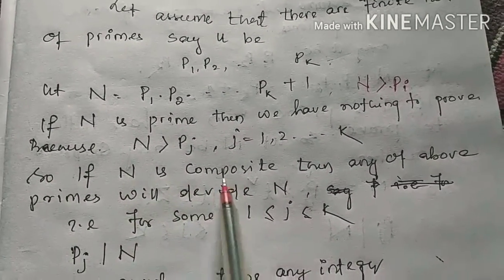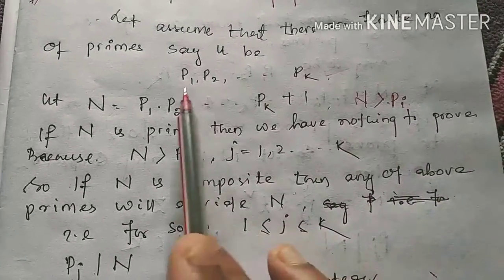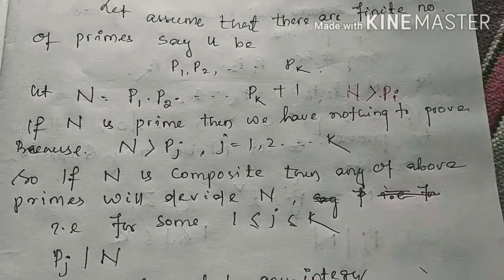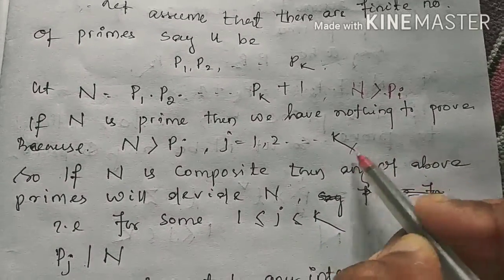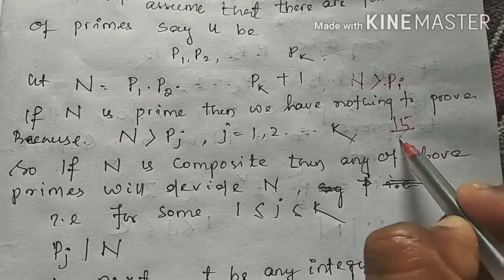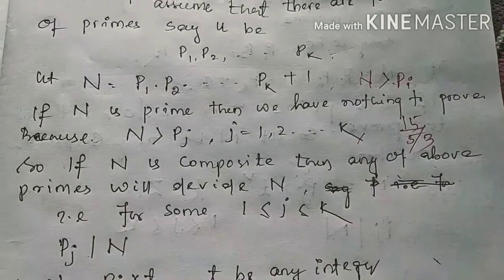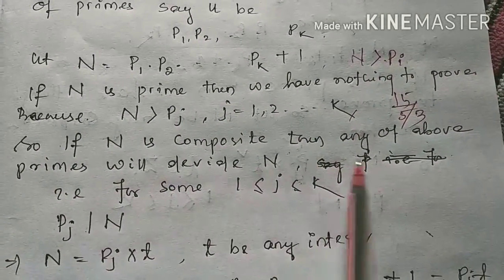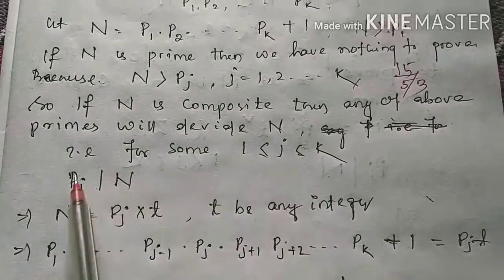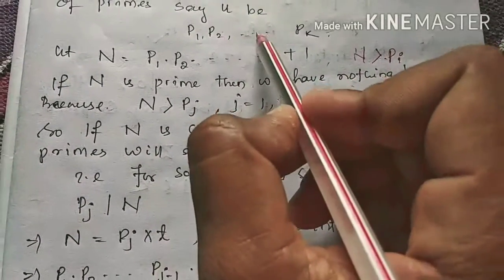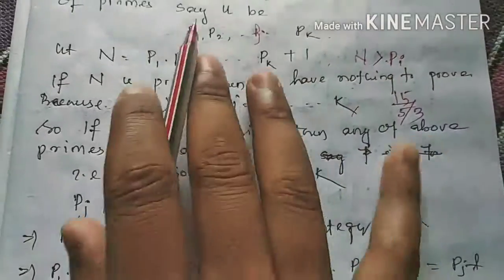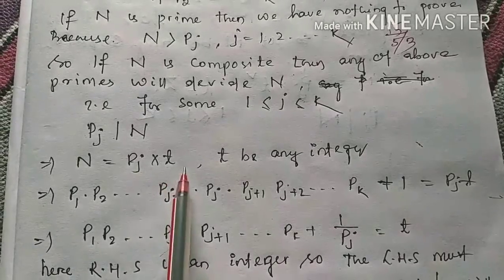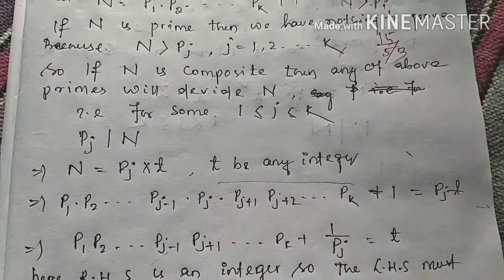So if n is a composite number, then any of these primes will divide n. For example, if 15 is composite, it will be divided by 5 or 3. Any composite number is divisible by some prime. Suppose pj, which is in between p1 to pk, divides n. So n can be written as pj into t, where t is some other integer.